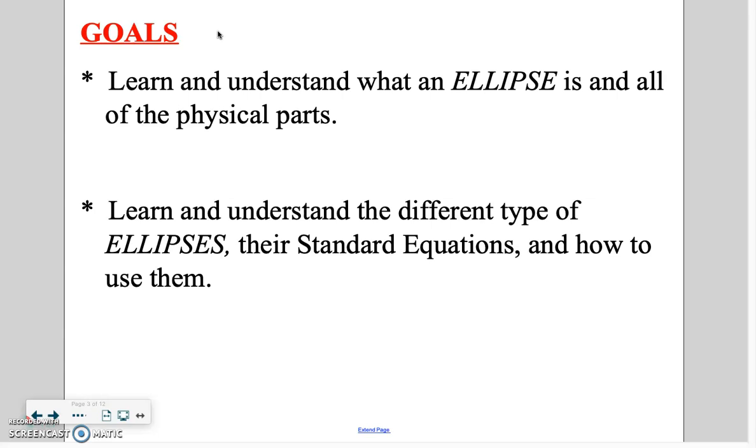All right, so more goals. A lot of goals here in 10.3. We want to learn and understand what an ellipse is and all of its physical parts. We want to learn and understand the different types of ellipses, their standard equations, and how to use them.